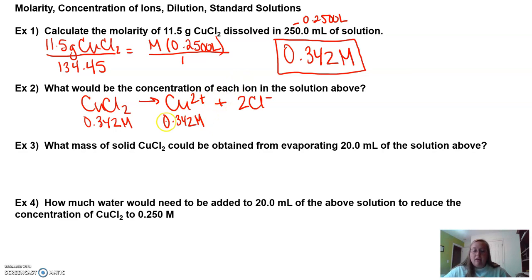Now, if we look at the mole ratio again of the copper to the chloride, it's a 1 to 2. And so if the concentration of the copper ions is 0.342, the chloride ions are going to be double. And so it's going to be 0.684. Now you can think about this just looking at mole ratio like I did, doubling it, halving it, that sort of thing. Or if it makes more sense to you to set up a stoichiometry proportion, you can do that as well.